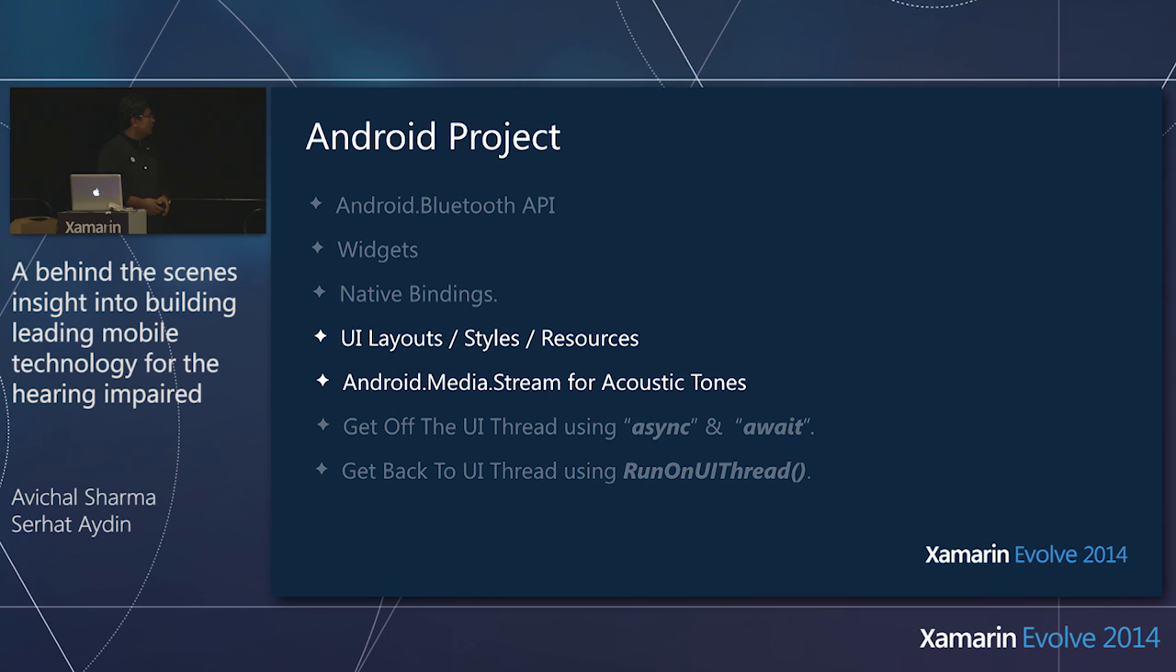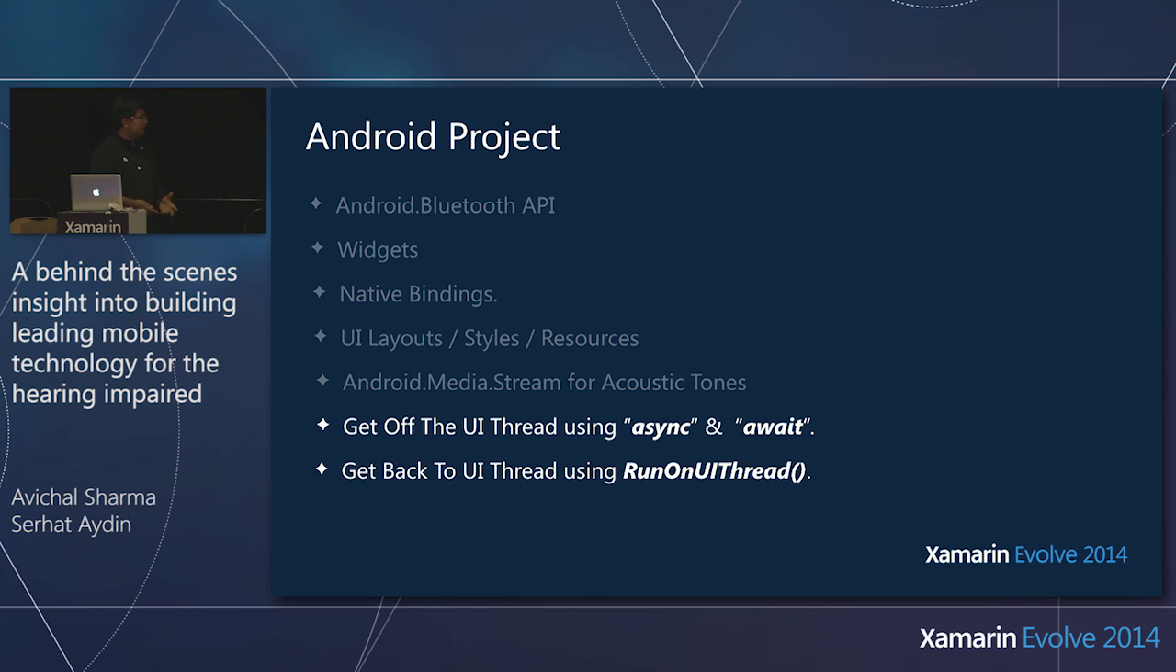So we have done the UI layouts and styles and resources, the media stream for playing the tones. And the same thing, async await, was applicable here as well. But if you want to come back to the UI thread, you just call the run on UI thread method, which is the same like the iOS version.